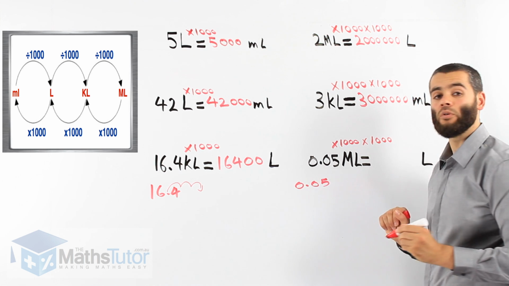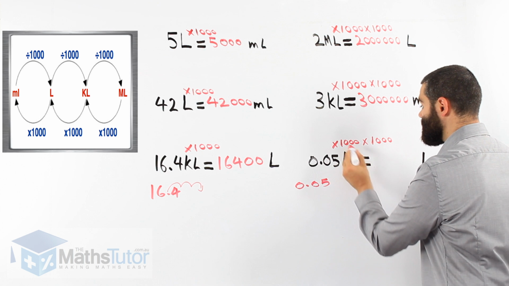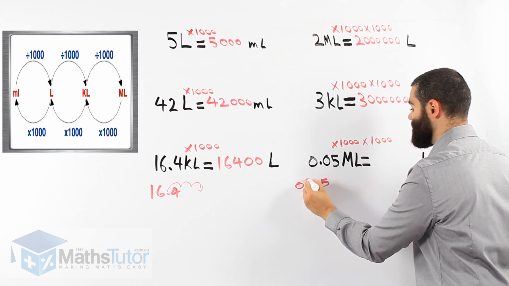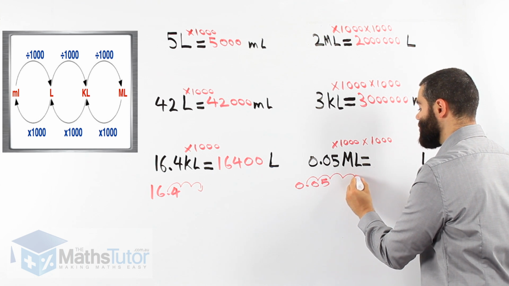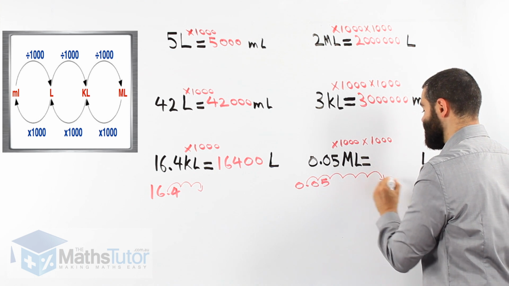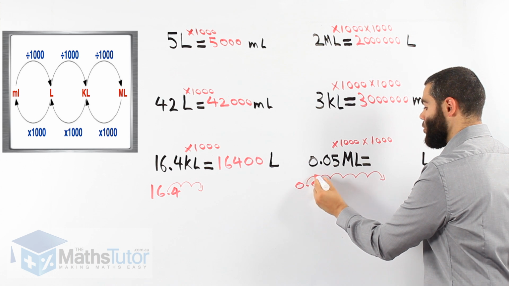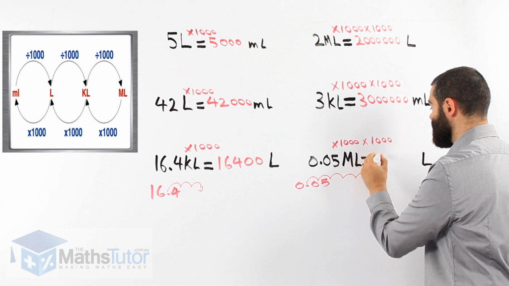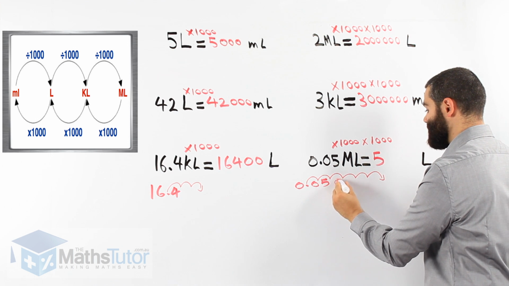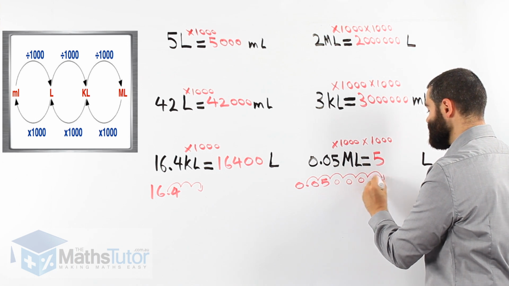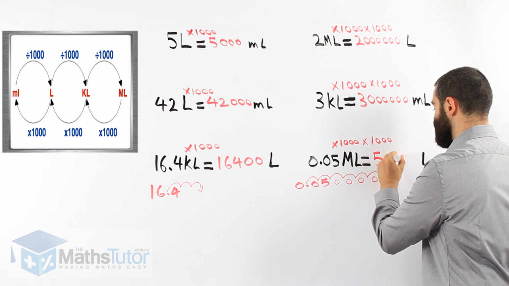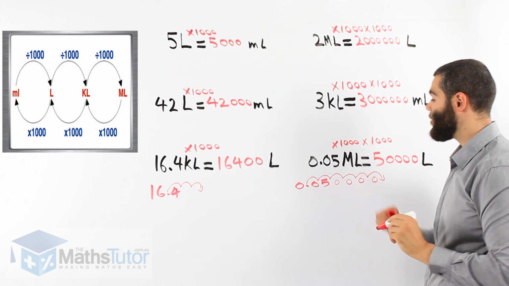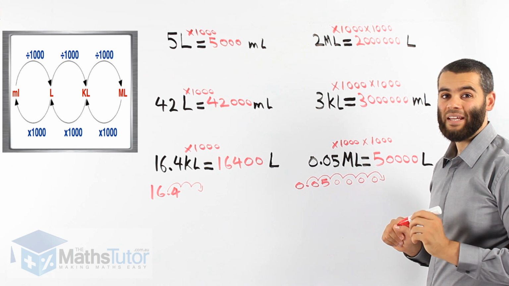0.05. Once again, you can do it in your calculator. Times 1,000 times 1,000, so there are 6 zeros. I'm jumping 6 times. 1, 2, 3, 4, 5, 6. I'm moving the point, because there are 6 zeros. 5, and you're going to have 0 here, 0 there. 50,000 litres in 0.05 megalitres.